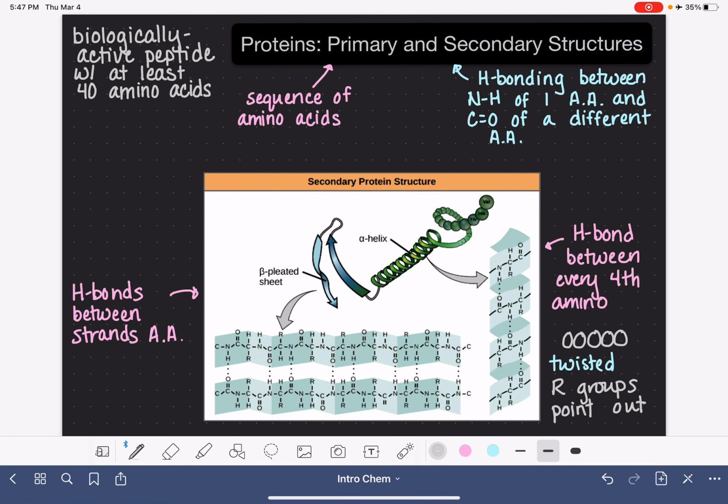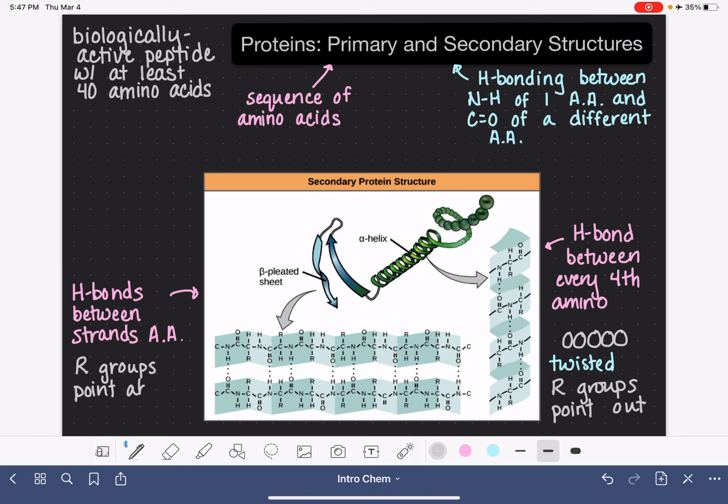And on this figure, again, it's not really doing a great job of showing the directions of the R groups that are on each one of the amino acids here, but these R groups on the beta pleated sheet point up and down, above and below the beta pleated sheet. So our R groups point above and below what we would describe as the sheet.